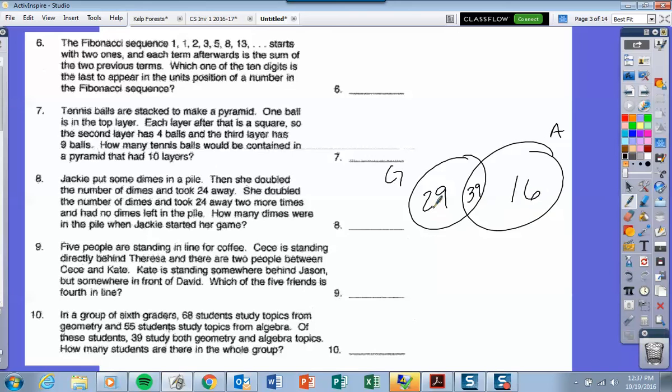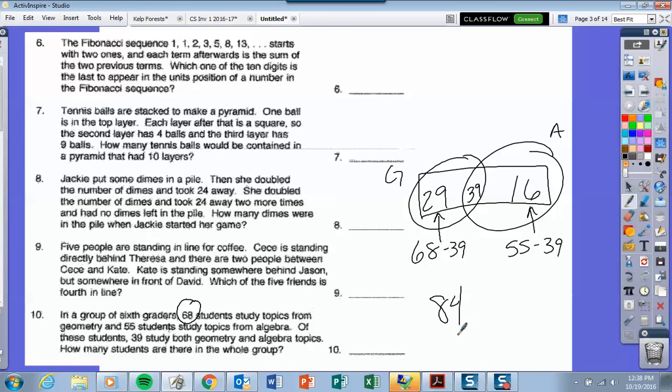29 is the number of geometry students, which is 68, minus 39, the number that both take. That gives me a 29. Over here I got this by doing 55 minus 39, will give me 16. Again, they both take this, so they can't count for both sections. So I do that and I add up all of these 3 groups, and I get 84 total students.